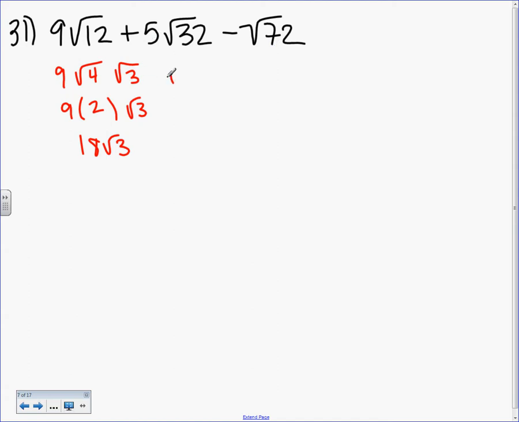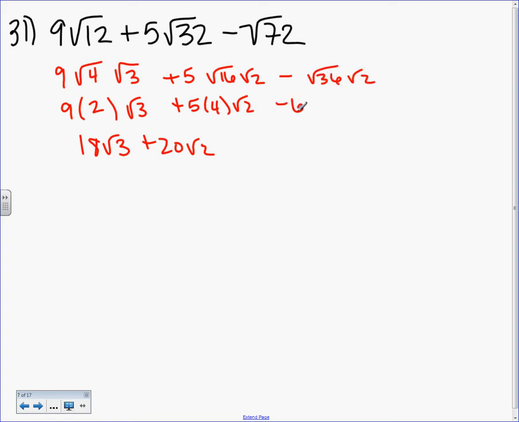So this one's going to be 5. You have a 16 and a 2. Square root of 16 is 4, right? So that's 20 root 2. Try the third one if you haven't already. You still have your minus sign. That's 36 and 2, so 6 root 2.